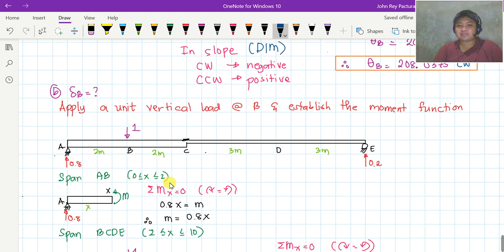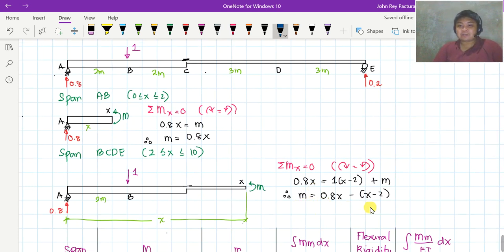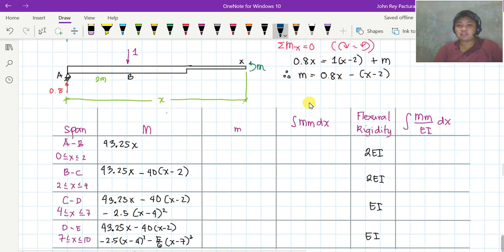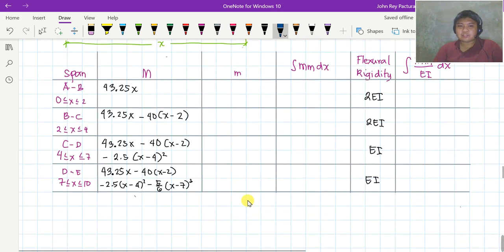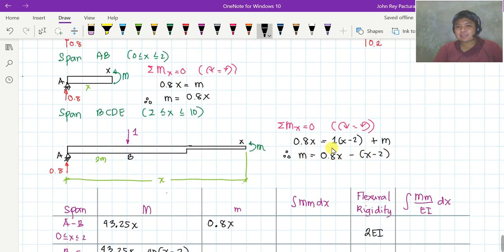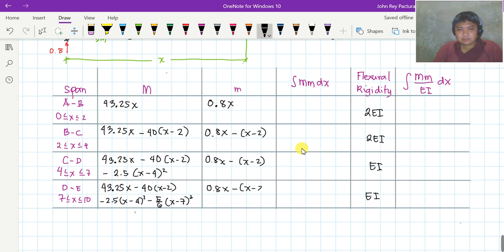So, considering span AB, which is from 0 to 2, our small moment function is 0.8x. However, if we consider span BCDE, this will be the cut. It is up to you where you make the cut. The small moment function we establish this time is 0.8x minus the quantity x minus 2. If we go back to how we filled up this small m, you will do the same now. This is only applicable to span AB, which is 0 to 2, so I will put 0.8x here. However, for BC, CD, and DE, you just copy-paste this. So that is 0.8x minus x minus 2. Just write this the same way and continue it. Okay, that is fine, class.